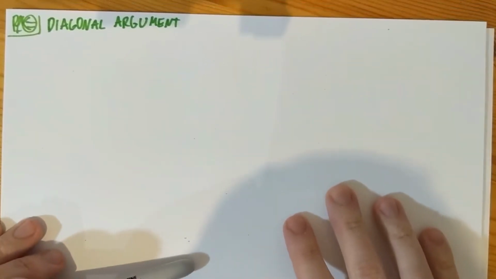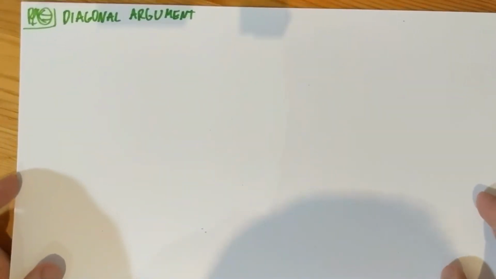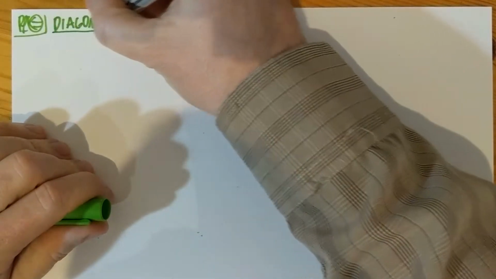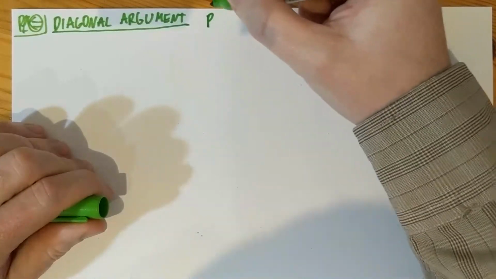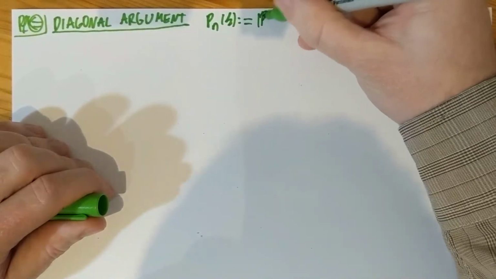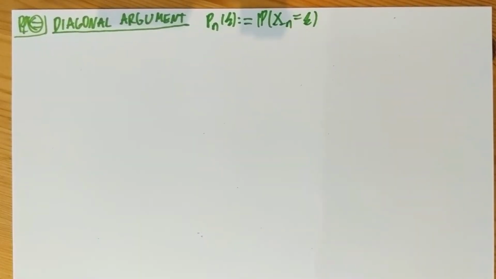And it's something we are going to see one more time in the unit later on. So it's called the diagonal argument. And first of all, let me abbreviate: I'm going to define Pn of k as an abbreviation for the probability that Xn is equal to k. Okay, and what I want to show is that for every k, this has a limit. And then that limit has something to do with the limiting generating function.